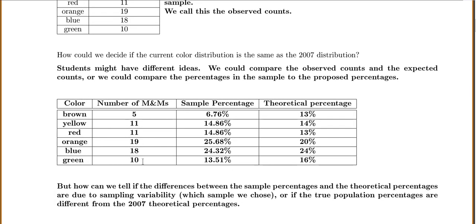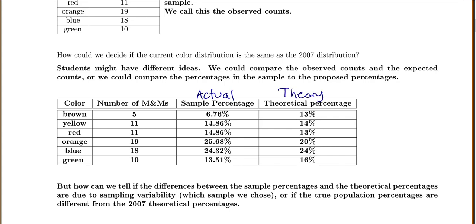So let's look at this. I have my number of M&Ms. I went ahead and changed it to a sample percentage. So 5 out of 74 is 6.7. 11 out of 74 is 14, etc. So these are my actual percentages. So this column is my actual. And again, this is my theory.